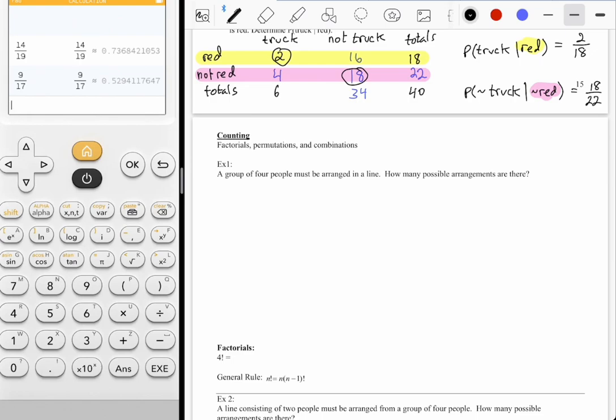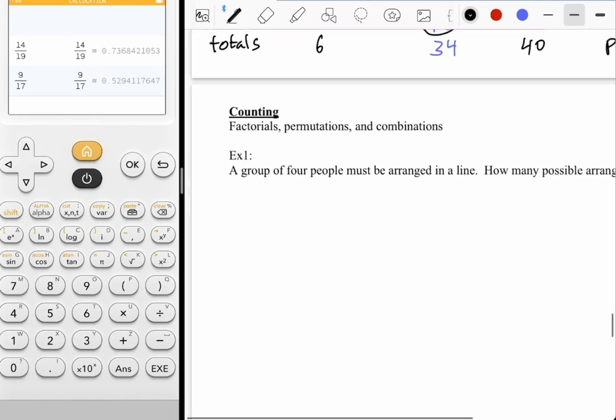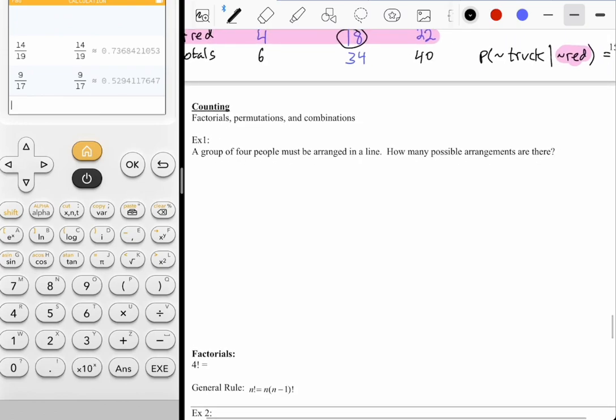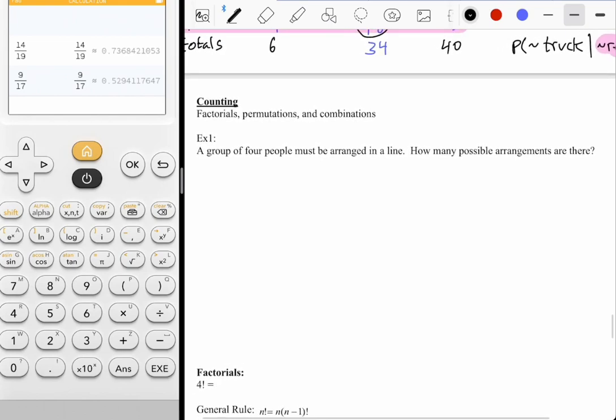I start off very basically. Right. So we start off with a factorial. Right. So a factorial is a useful way of determining the number of arrangements in a set. So I'll give you the example. A group of 4 people must be arranged in a line.